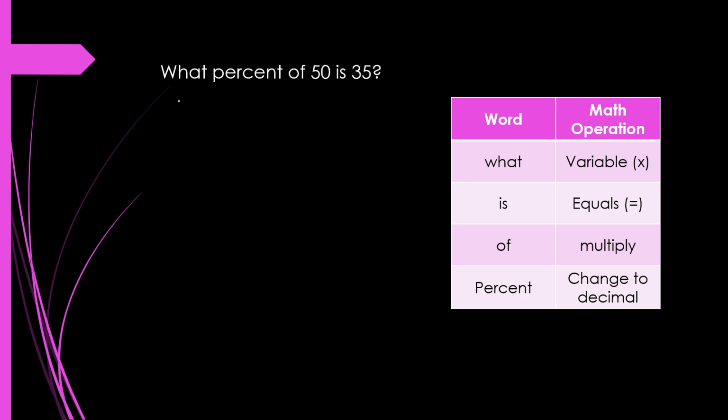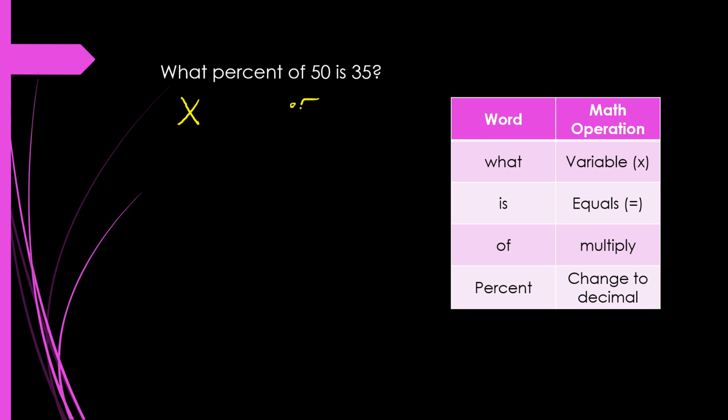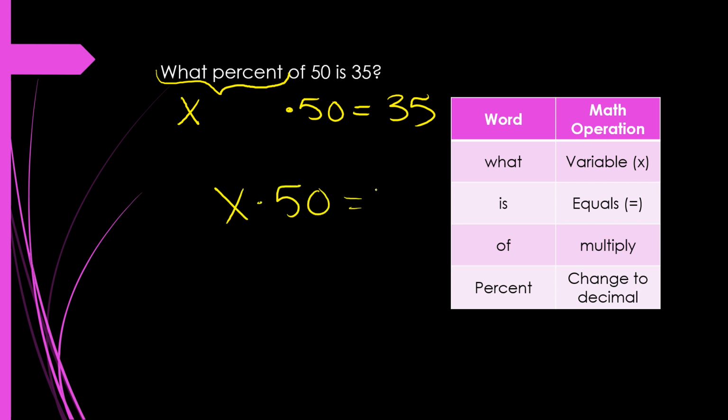Alright, so now we have what, so that's my x, percent of 50 is 35. So of is multiplication. I have 50 is equal to 35. So I'm going to kind of bring this closer together. When it says what percent, that is 1 unit. Okay, that's one piece. So x is going to tell me my percent. So I have x times 50 equals 35.